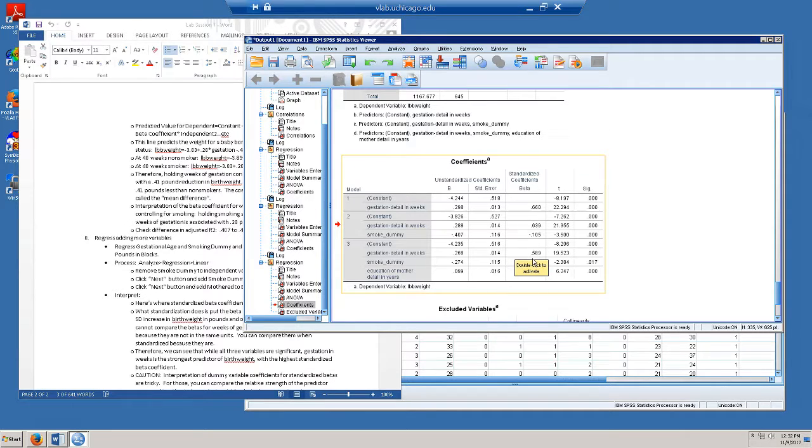So we can see that clearly the one with the strongest relationship with birth weight is weeks of gestation, with a standardized beta of 0.59. The interpretation of this is that holding smoking and mother's education constant, a 1 standard deviation increase in weeks of gestation is associated with a 0.59 standard deviation increase in birth weight, in pounds of birth weight.